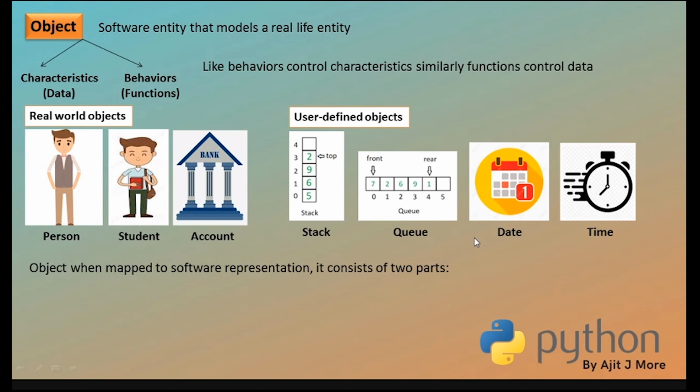And as I said, when you try to map these objects in your programming world, it will have two parts. One, the data. That data can be elementary data, or it can be complex data. The object, when mapped to software representation, consists of two parts. The first part is data, which we also call attributes or characteristics or field or state. Can they be elementary, like float or int or boolean? And can they be more complex?